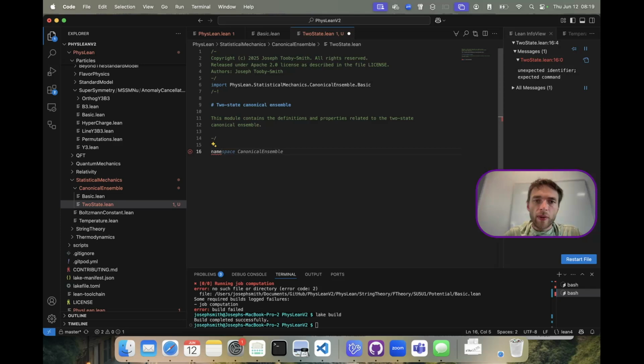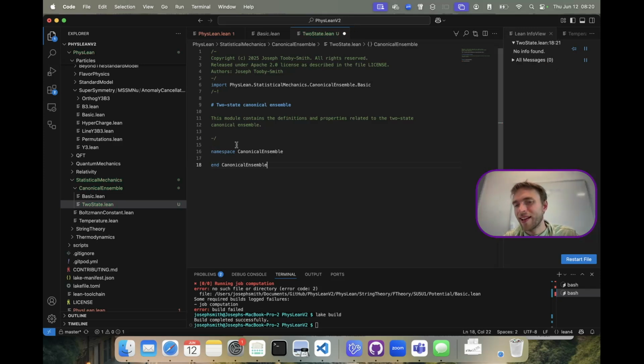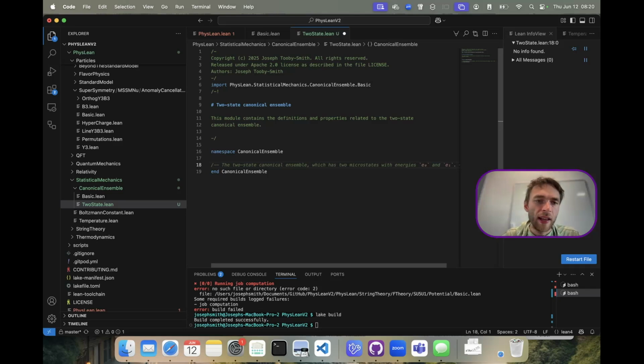The next thing we want to do is open the relevant namespace. So given we're going to be working in canonical ensembles, let's open the canonical ensemble namespace. Maybe this should really be statistical mechanics, canonical ensemble. We can change that later if need be.